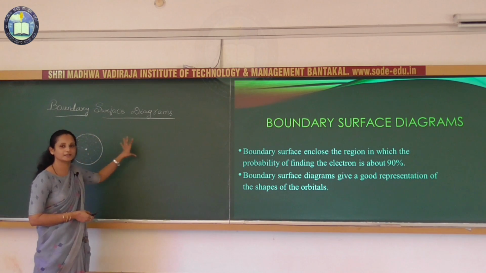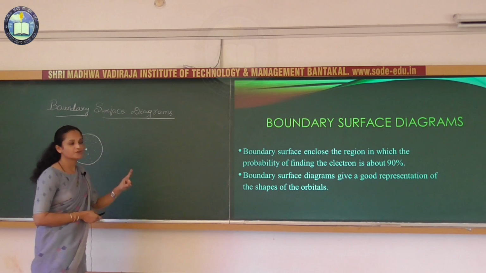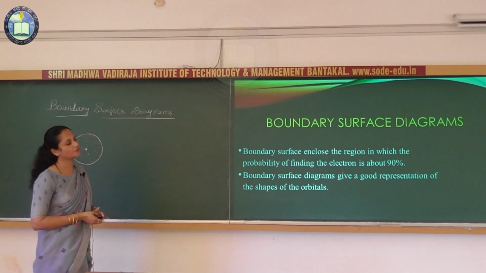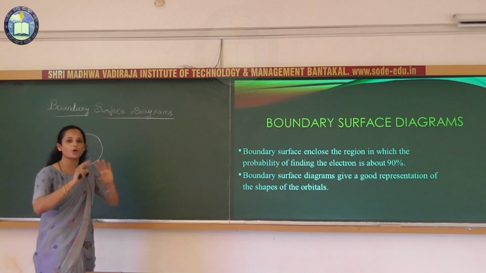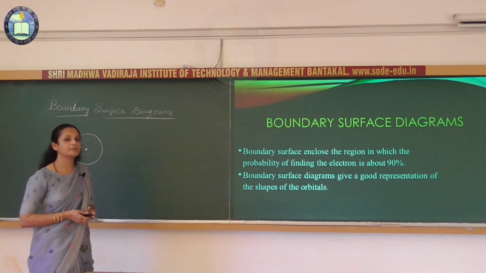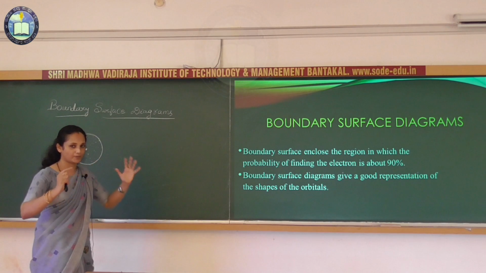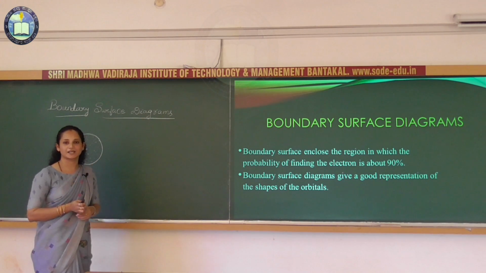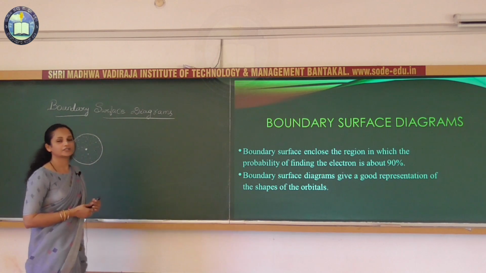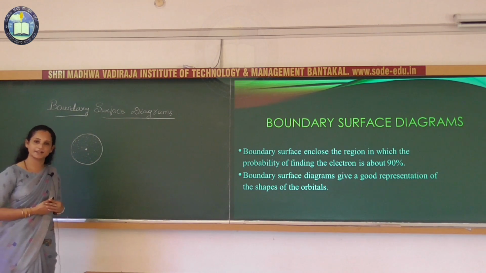So that's why boundary surface diagrams are a good representation of the shape of the orbital. It is not possible for us to draw a boundary which encloses the region where the probability density is 100%. Only diagrams with 90% probability are possible. So for pictorial clarity and for the representation of the orbital, we consider boundary surface diagrams.